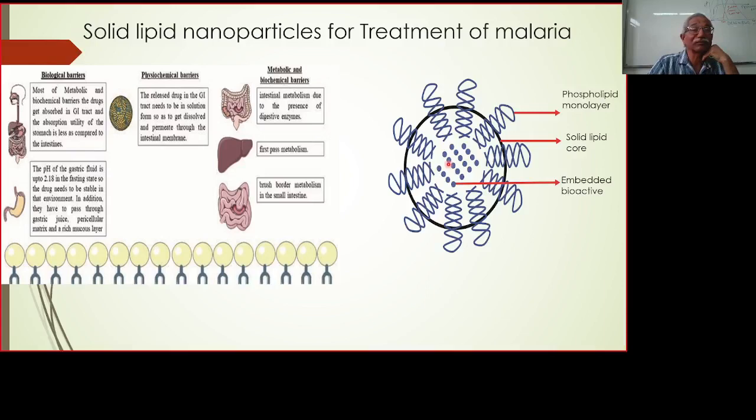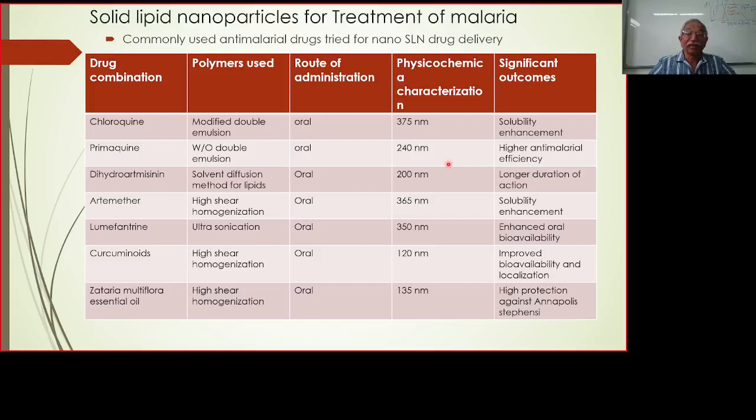So solid lipid nanoparticles for the treatment of malaria, they have explored chloroquine, primaquine, then dihydroartemisinin, artemether, lumefantrine, curcuminoids, even turmeric. Curcuminoids have a very good antimalarial property, which is readily available. We can use that, and it is working very well. In a lot of countries, they use antimalarials. We have anti-mosquito creams with turmeric. They work very well.